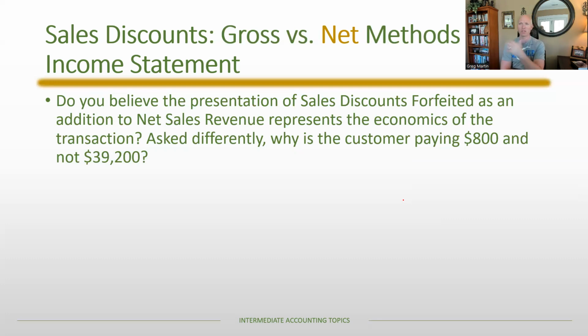Essentially, if I'm thinking about that net method, we said, okay, you owe us $39,200. Okay, you didn't pay us, so now you owe us $40,000. That's kind of one way to think about it. So what's the implication of that? Just think through it on your own. Obviously, in class, we'll talk about it a little more. But does it really represent the economics? In other words, it's treating it as another portion of the sale.